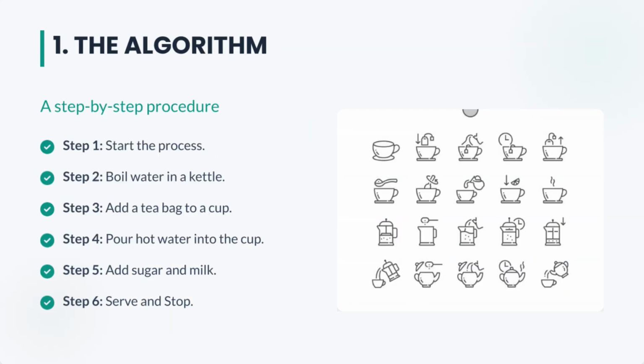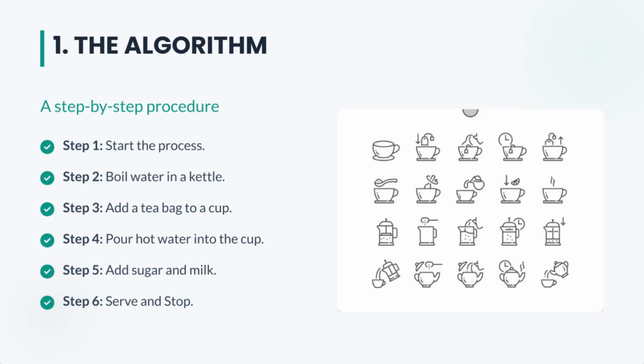First up is the algorithm. At its core, an algorithm is simply a step-by-step procedure to solve a problem or complete a task. To see how easy this is, let's look at an everyday example we all know: making a cup of tea. If we were to write an algorithm for making tea, it would look just like a simple kitchen recipe.